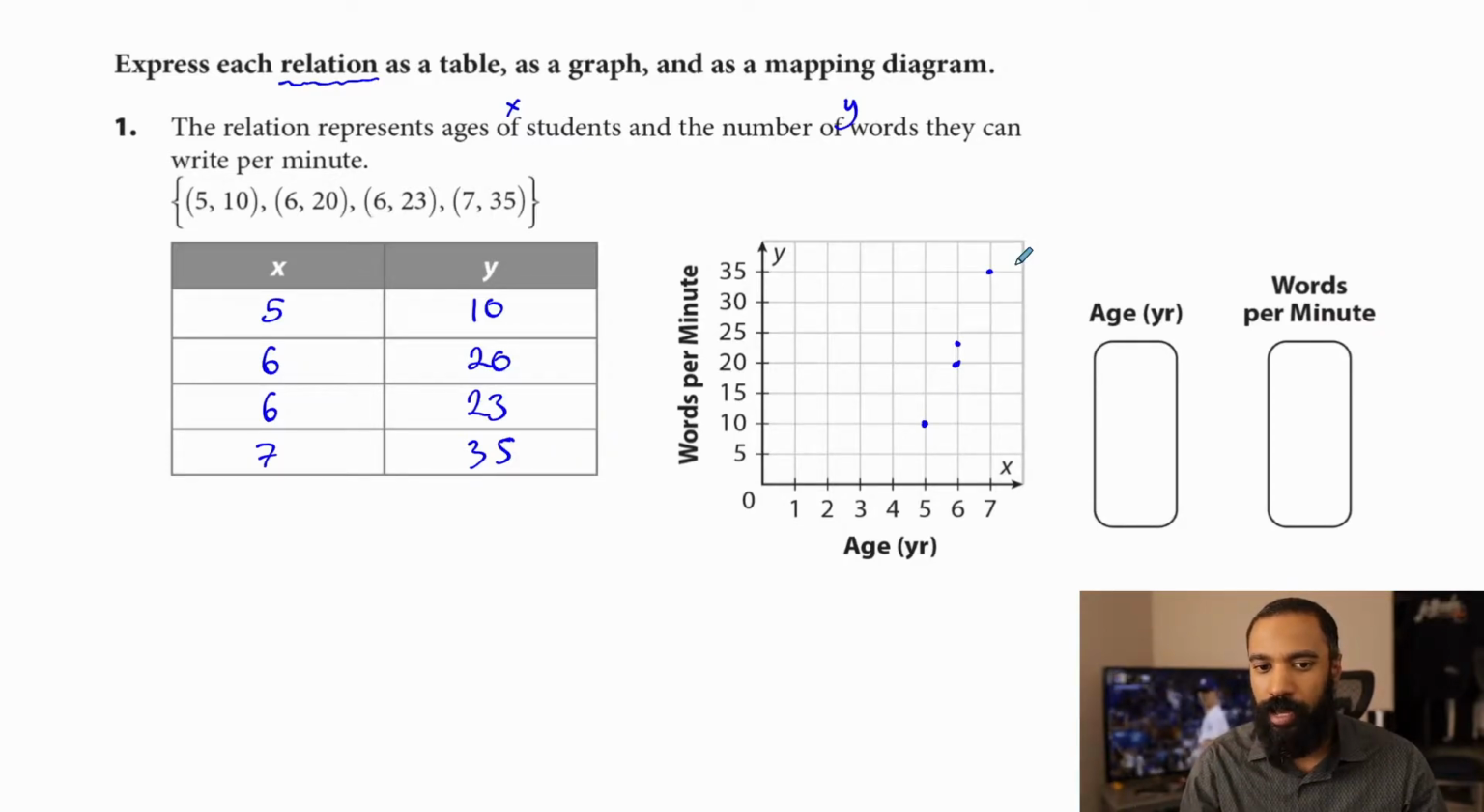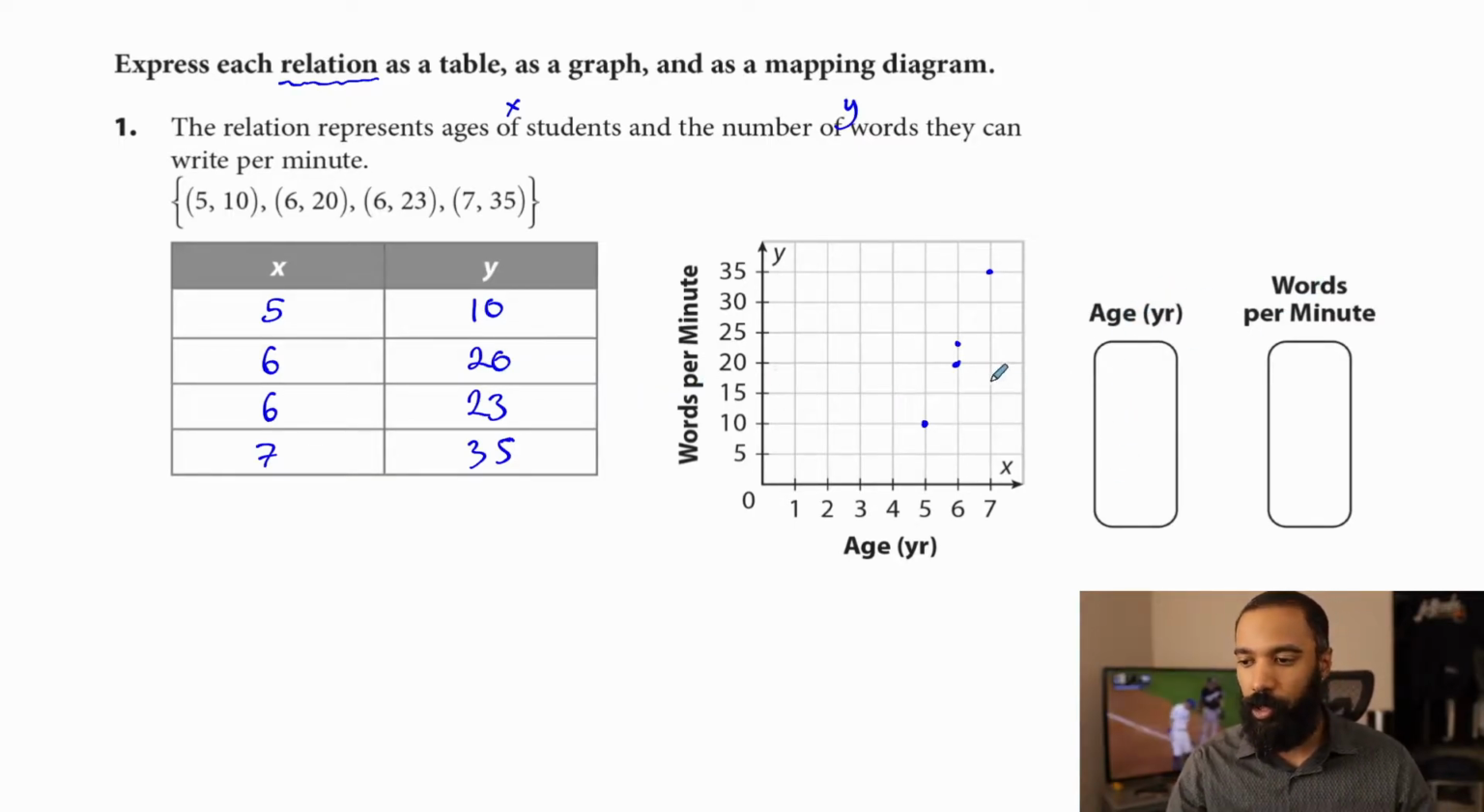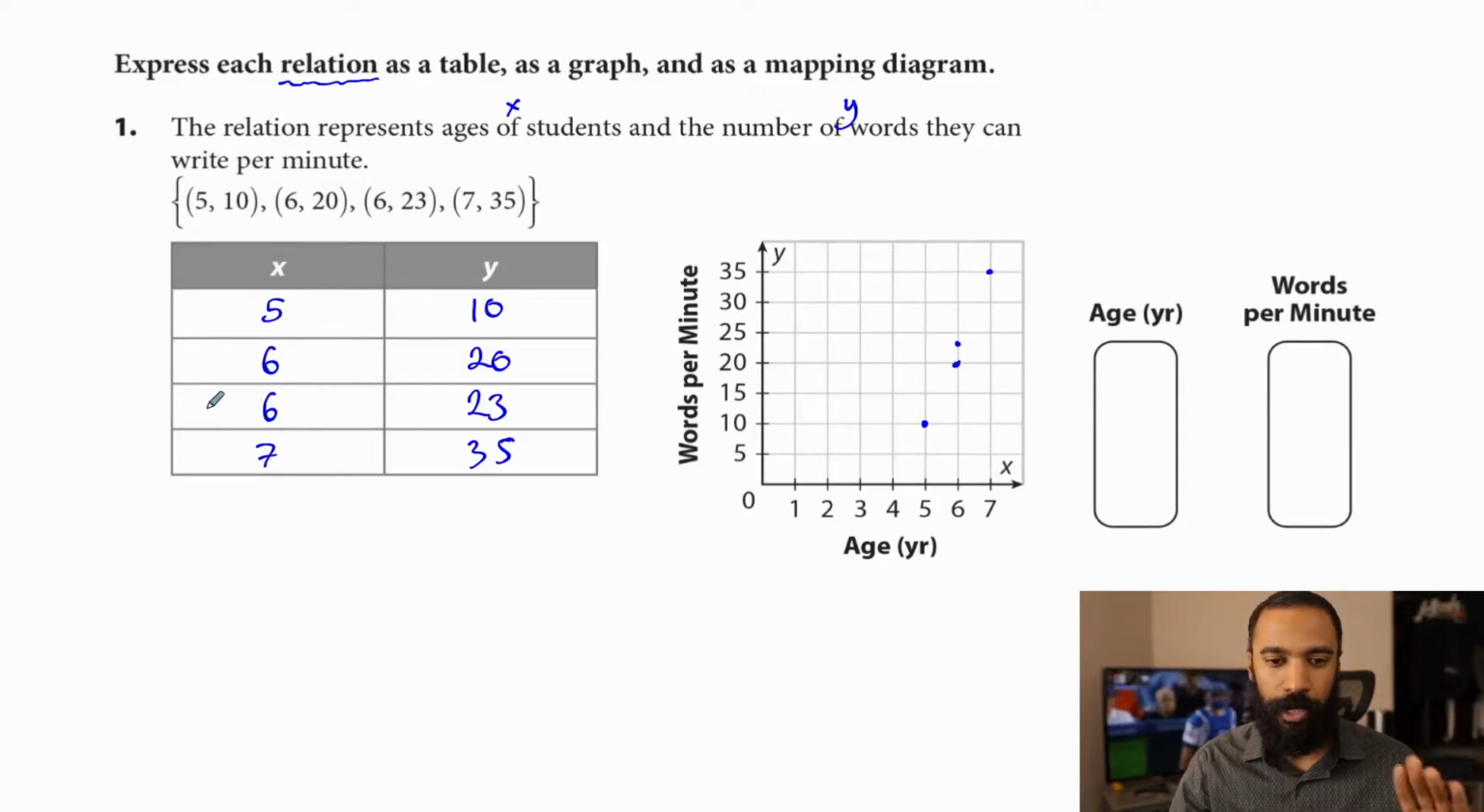There's going to be a visual understanding of how plotting them can help you determine whether or not it's a function. We'll do that in good time. And the ages in words per minute right here, this is the x's. And you know, this creates what's called our domain.